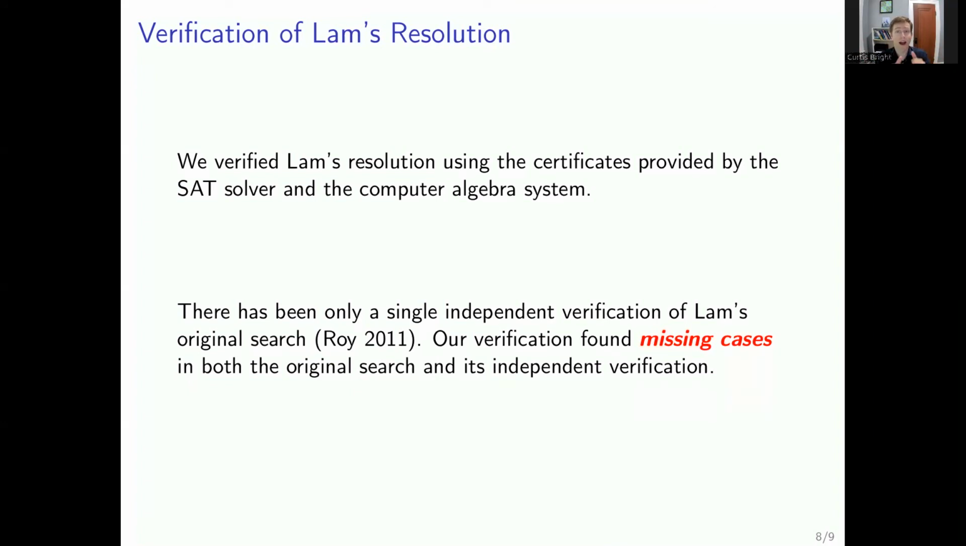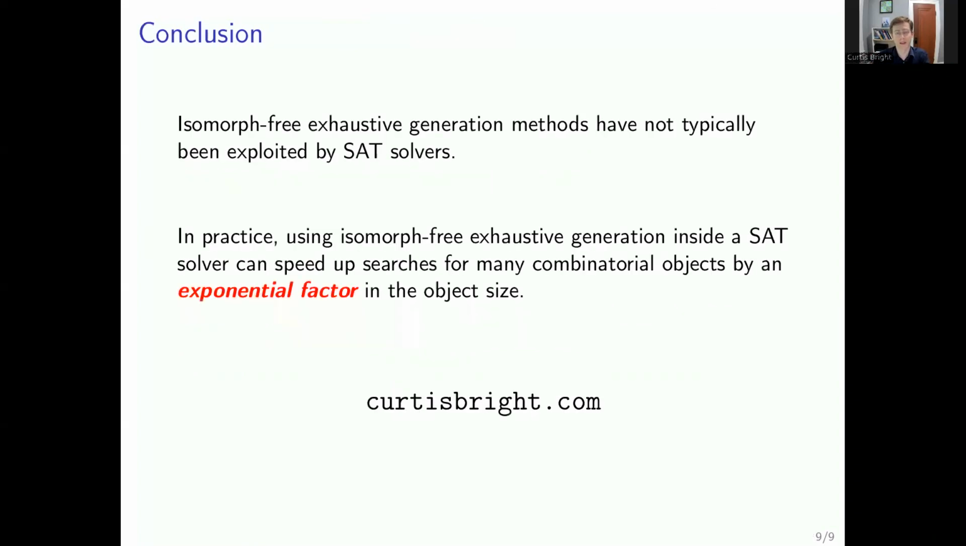Indeed, besides Lam's original search in 1989, there had been an independent verification in 2011, and we were able to verify. In the process of doing our verification, we actually found that there had indeed been missed cases in both of the previous searches. This just goes to show how important it is to actually have a formal certificate which can be verified, because it's very, very difficult to write bug-free code. And this just goes to show just how difficult it is. Even though they both were very careful about not missing cases, they did miss a couple cases.